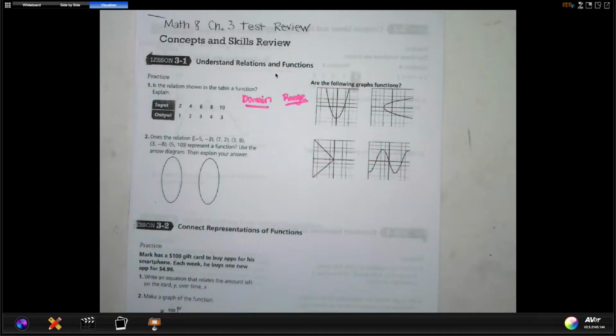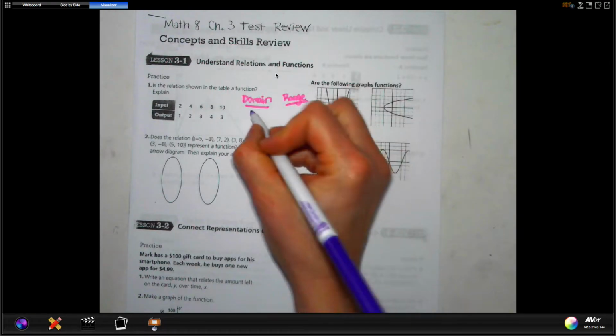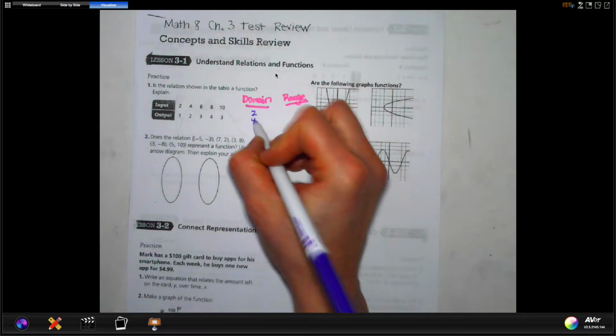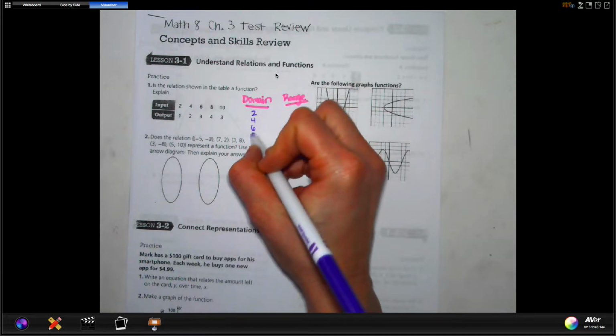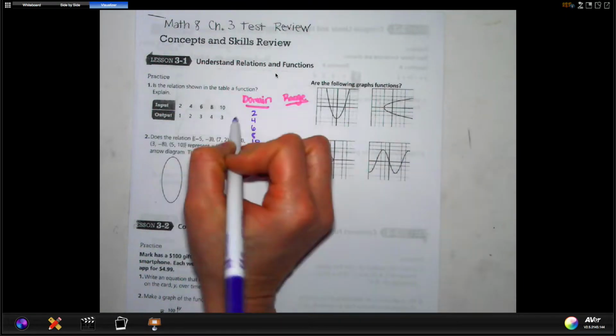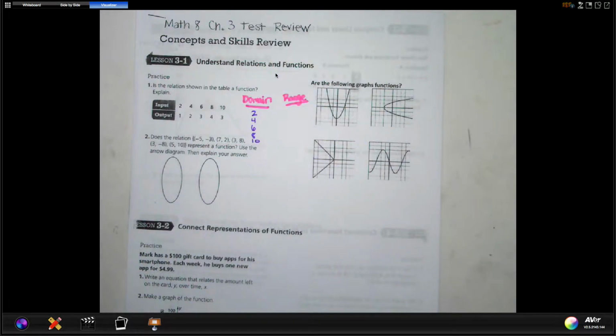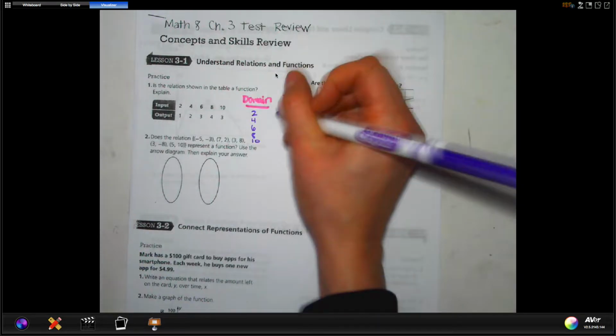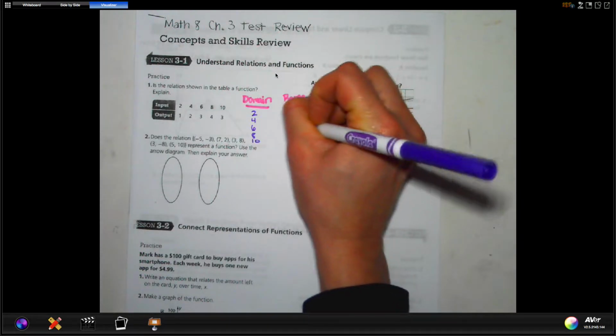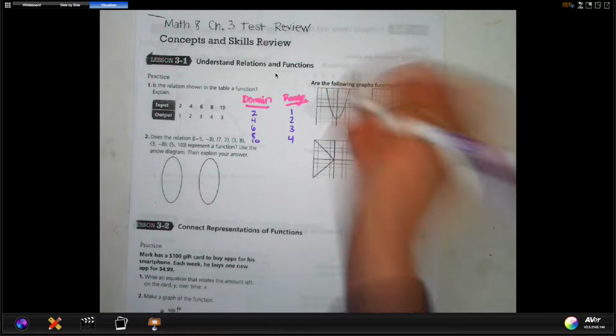Okay, so what numbers are going to go for domain? Go ahead, Marty. What do we got? 2. Yep. 4. Yep. 8, 10. Yes, perfect. So all those first numbers are our domain, which means what? What's our range then? 1, 2, 3. Yeah, 1, 2, 3, 4. Do I list the 3 again?